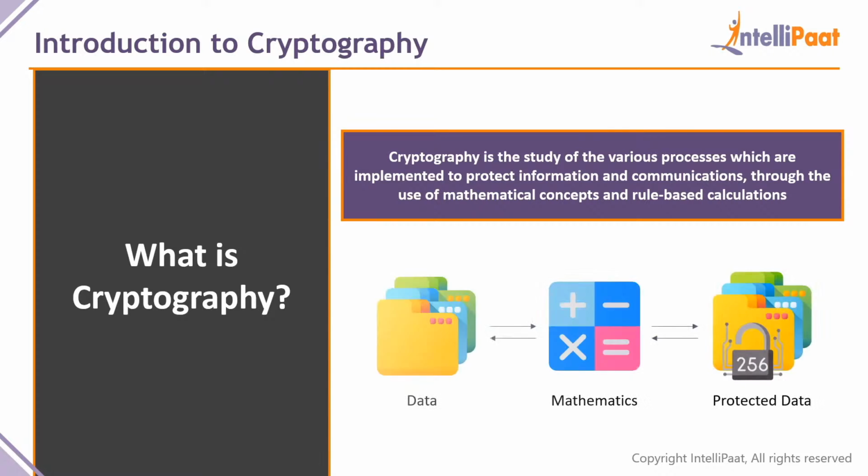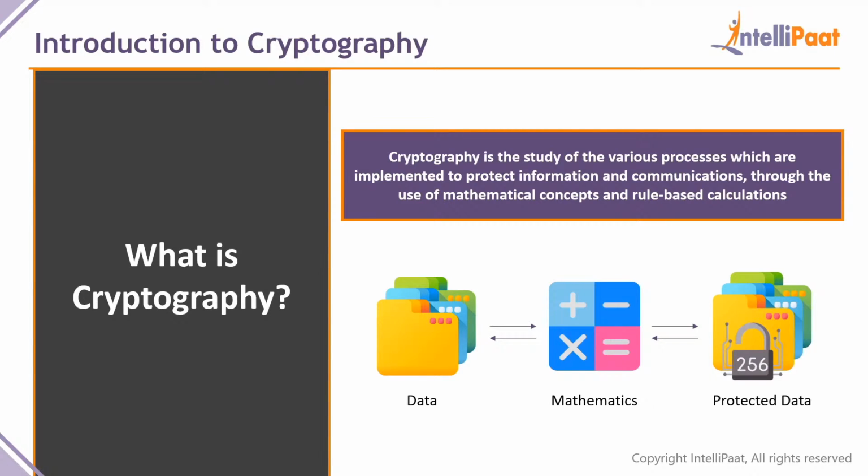So, essentially, you have data. This data could be a static message that you're trying to send to somebody. This data could also be a communication bit that you're trying to send to someone in a streaming format, right? So what will happen is if you want to protect that data, you pass it through some mathematical operations or rule-based calculations, and then that data becomes protected. So essentially, if somebody else were trying to access that data, they couldn't. So this is what cryptography is. It is the study of these processes that help achieve this.